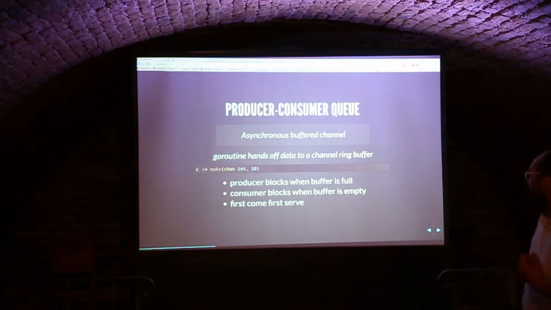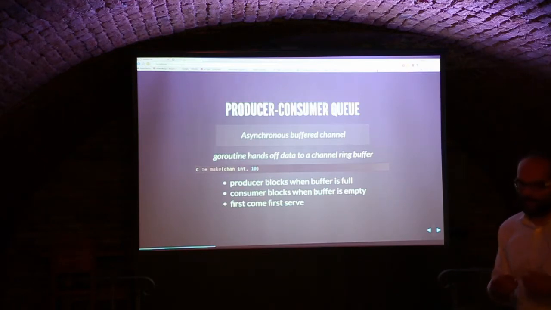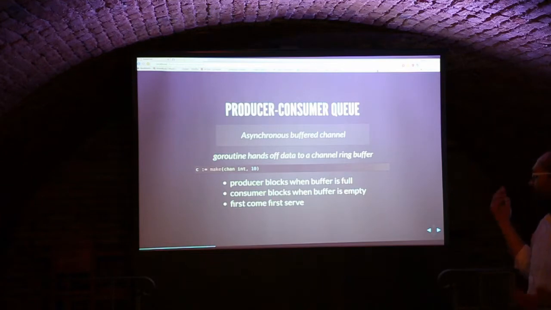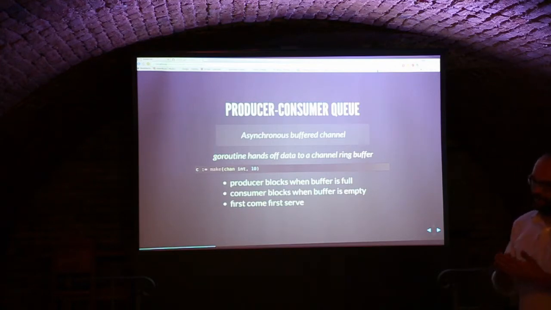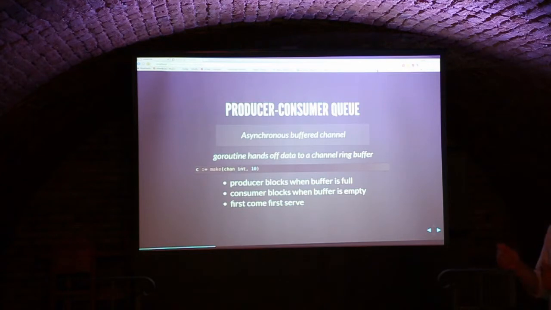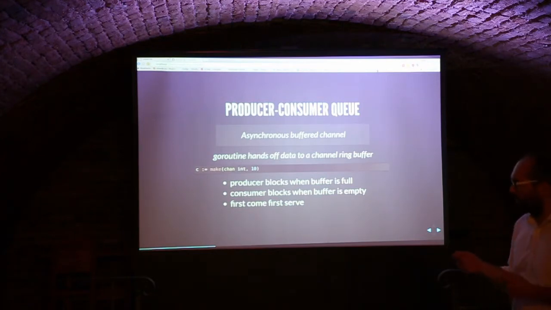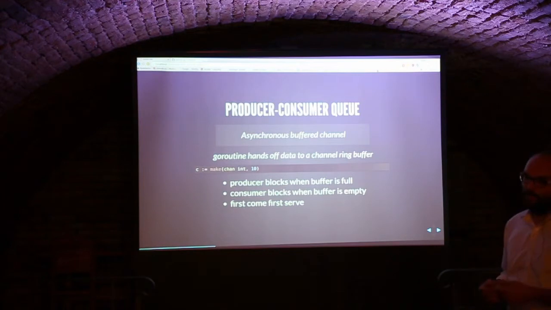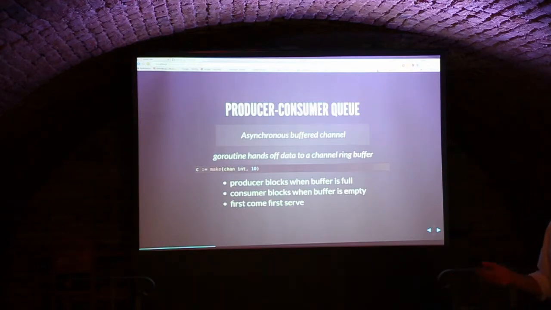The other one is the producer-consumer queue, as I call it, which is the asynchronous buffered channel. It is what it says: a producer-consumer queue where you can have multiple producers and multiple consumers. Internally, there's a ring buffer. At the beginning, you say how big the ring buffer is, and the goroutine copies, or it's not really copying, as we will see later, the data to the channel's buffer. If there is a reader, it gets it from the buffer, or directly if both are ready. It works first come, first served, so if you have many readers, the first one who tried to read will get it.